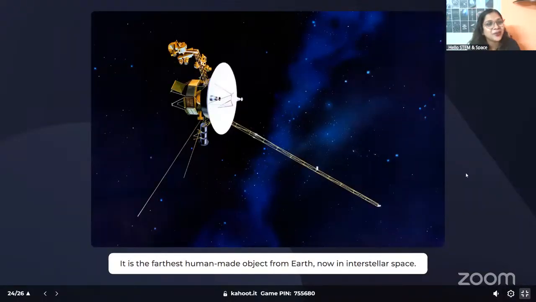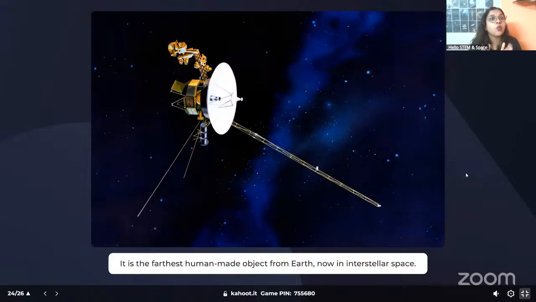Voyager, we all know, was sent in 1975 by NASA. And it is the farthest human-made object from the Earth. Voyager crossed the heliopause and it is the farthest object. Voyager 1 and Voyager 2 are the two spacecraft in the interstellar medium, which is the region between two stars. And between Voyager 2 and Voyager 1, Voyager 1 is the farthest.